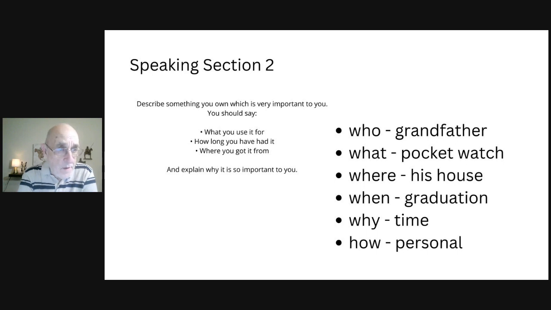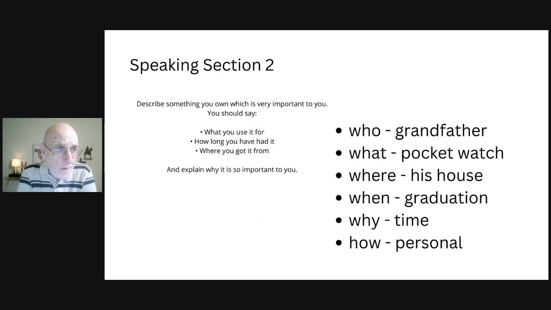When did he give it to me? Well, the occasion that he gave it to me was on my graduation from high school. So I remember that when I graduated from high school and I was going to go on to bigger and better things, my grandfather thought it was an appropriate time. So when I graduated from high school, he presented me with this pocket watch.